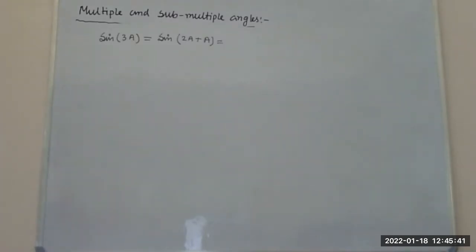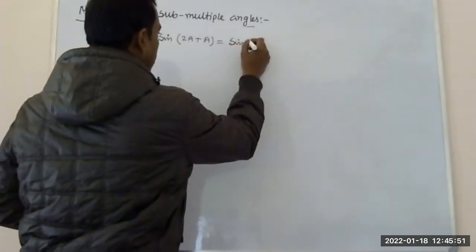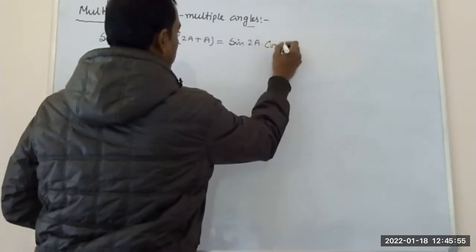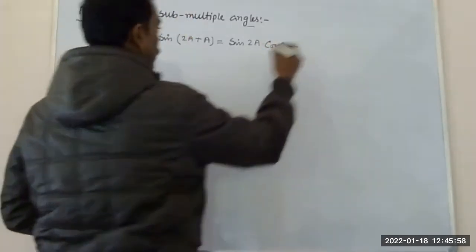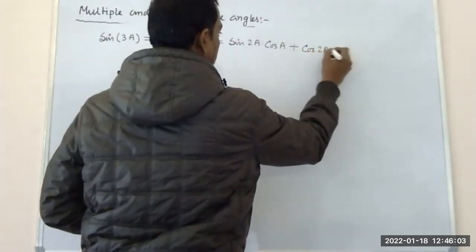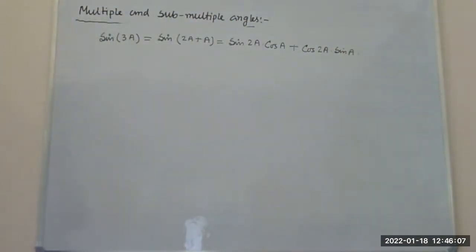Yes, sir. Now we can put the sin of A plus B formula, where A equals 2A and B equals A. Sin of A plus B means sin A cos B plus cos A sin B. So sin 2A into cos A plus cos 2A into sin A. Can you write this?